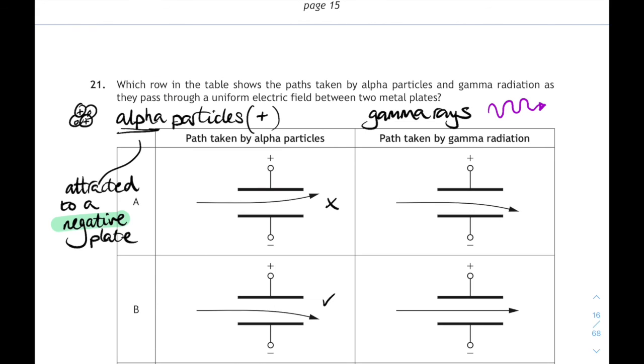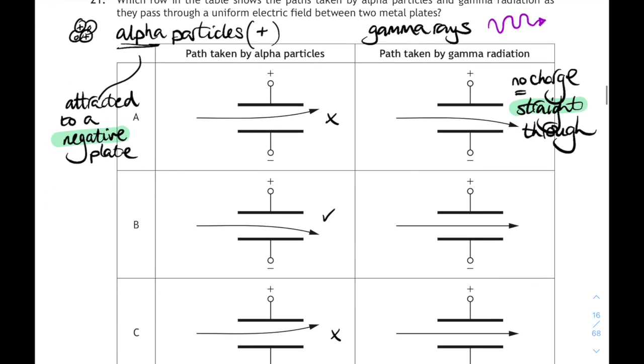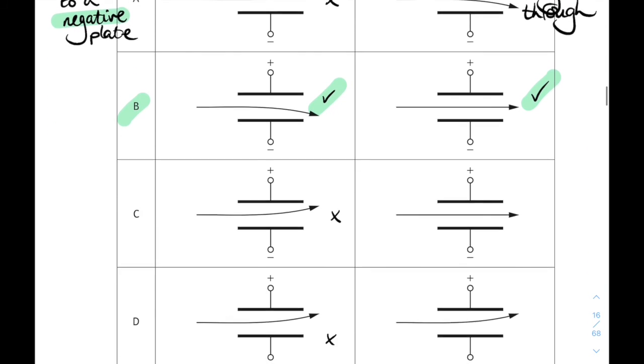But what about our gamma ray? Well, gamma rays are uncharged, so they should go straight through. They won't be bent at all. So B is okay for our gamma ray, and if that's okay and that's okay, then it's answer B.